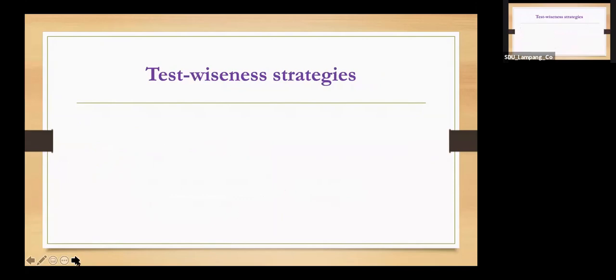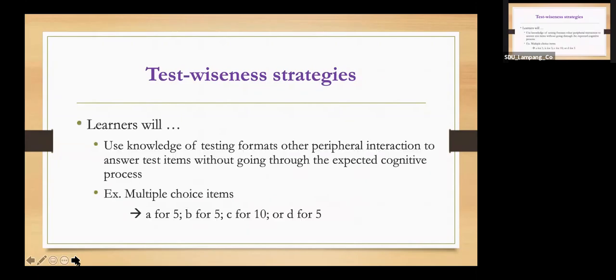This word, I think, is clever to use: wiseness. It's test-by-test strategies. And of course, they will use knowledge of the testing format or other peripheral knowledge, or their experience of guessing. I can say this is the guessing game for students. Most students who are not competent enough will use these strategies. For example, for multiple choice items, they use A for 5 items, B for 5 items, C for 10, and D for 5 items.